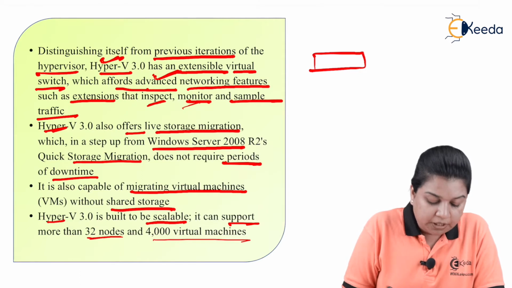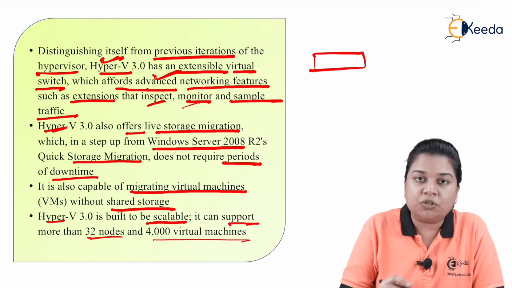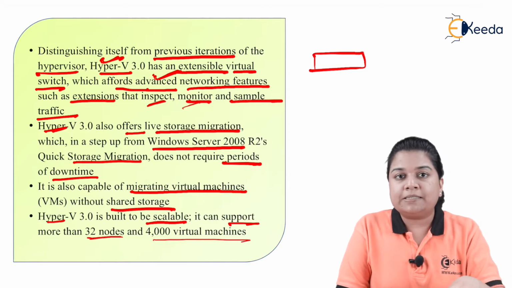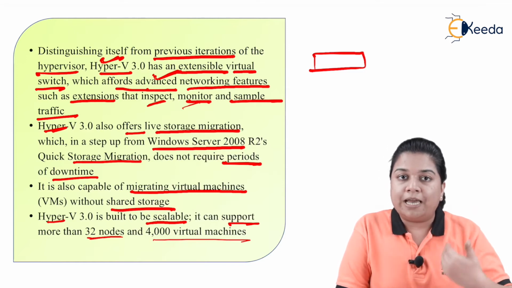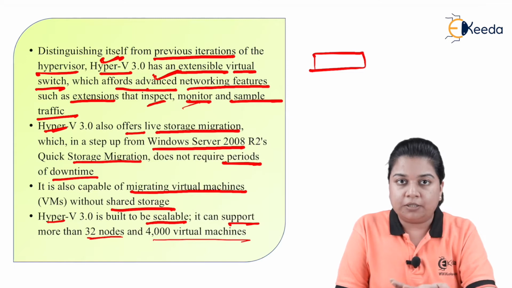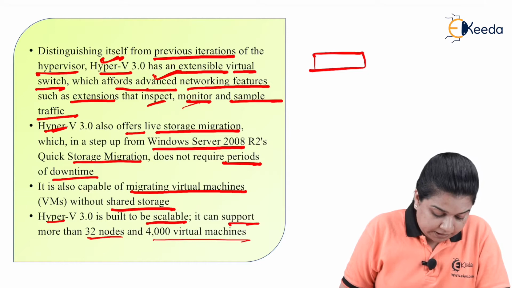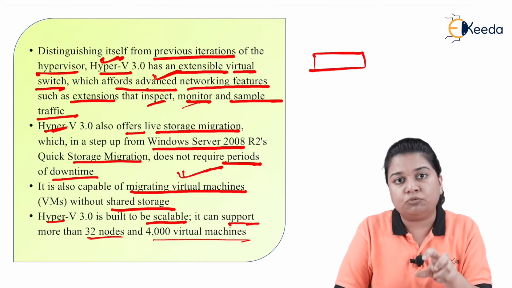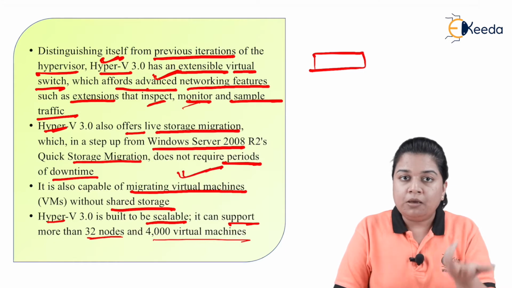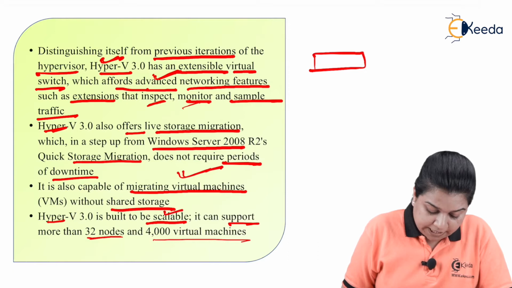Then again, Hyper-V also offers live migration. What is live migration? That means while the particular machine is working, it can be migrated from one physical resource to another physical resource, or one environment to another environment. Then it is also capable of migrating virtual machines without shared storage. That means the virtual machines which are isolated, which do not have a shared resource, can also be migrated using Hyper-V. Then Hyper-V is built to be scalable.